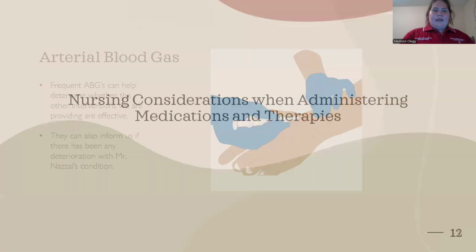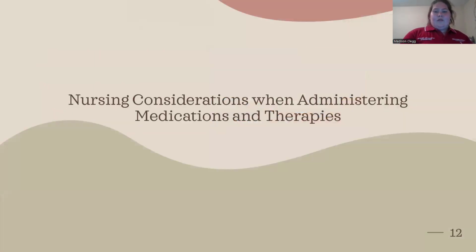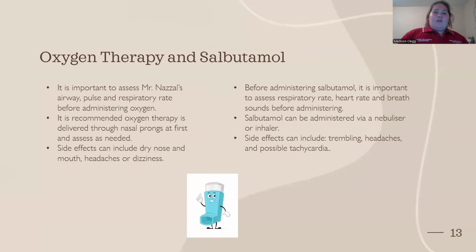So then we have nursing considerations when administering medication and therapies. So oxygen and salbutamol. It is important to assess Mr. Nazal's airway, pulse, respiratory rate, just to name a few, before administering oxygen. It also may be worth performing an ABG to get more specific measurements. Whilst there are many different forms of oxygen administration, it's recommended to start with oxygen therapy delivered through nasal prongs and assess as needed. Side effects of oxygen therapy can include dry nose and mouth, headaches, and dizziness.